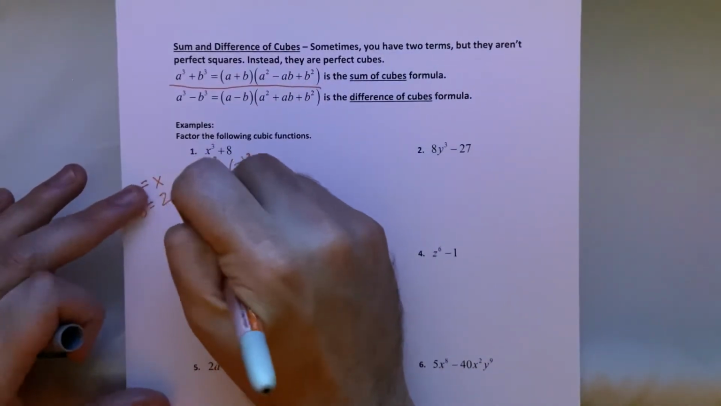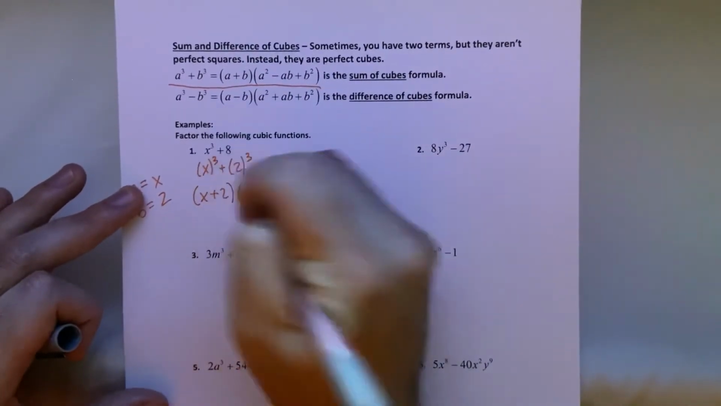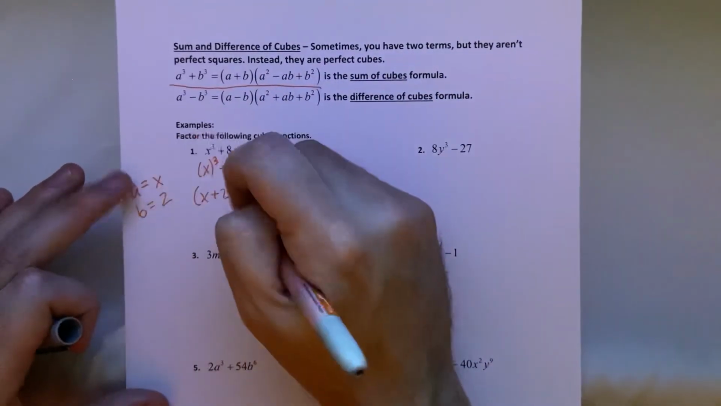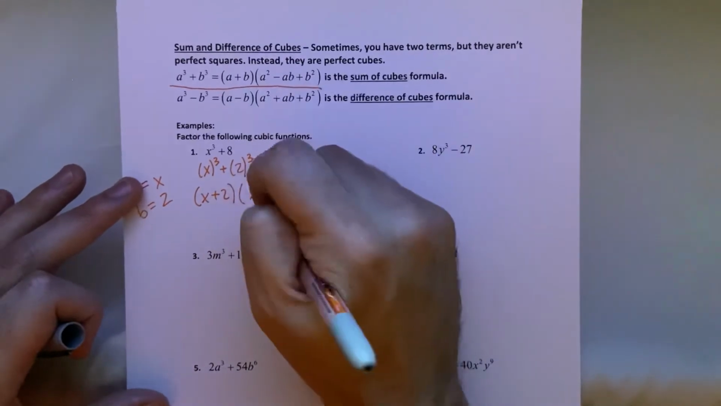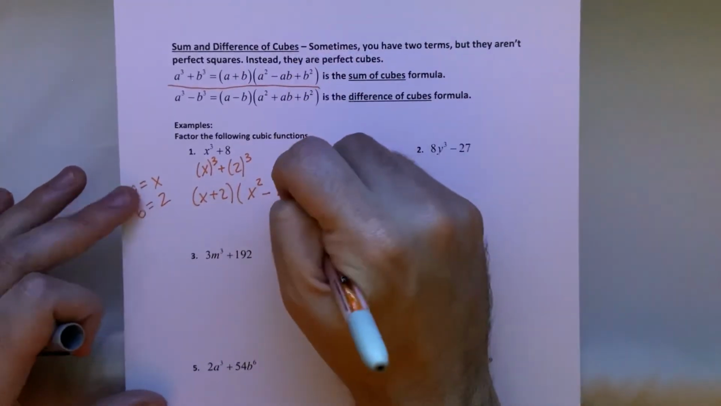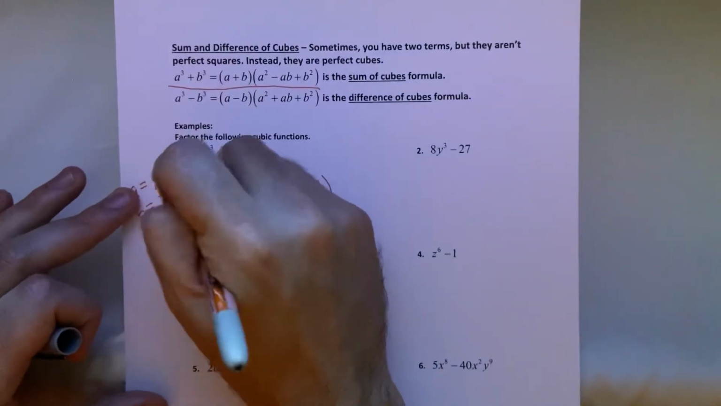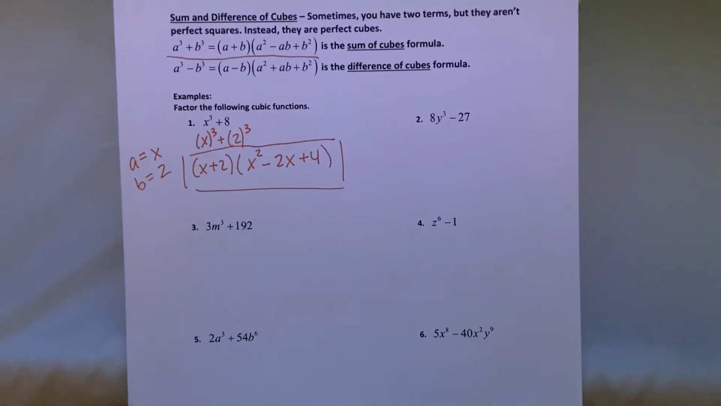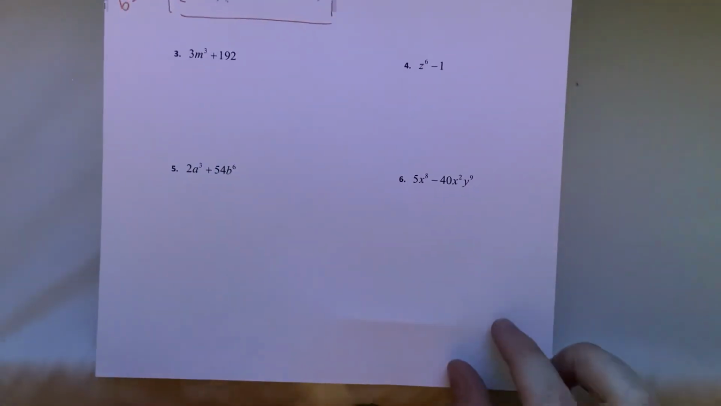x cubed plus 8 is x plus 2 times a squared minus ab plus b squared. So a squared will be x squared, minus ab, so minus 2 times x, plus b squared, plus 4. This is just something you're going to have to practice. There's a different formula for the minus in the middle. I want to do one more that's a little bit tricky. That's a minus in the middle, doing number 6.